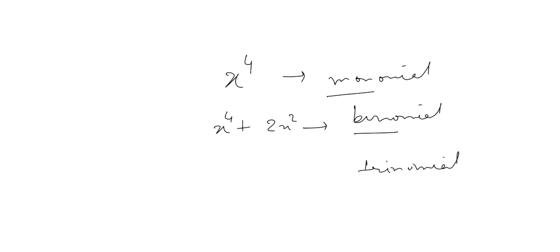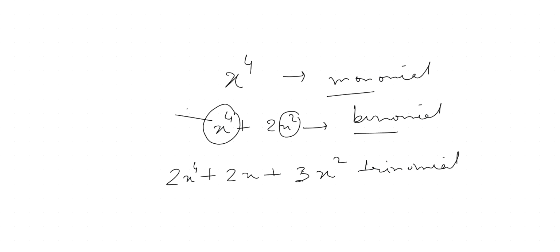So 2x squared plus 3x, plus 3x square and so on. The moment I add one more term, and these cannot be added, right? You cannot add x to the power 4 with x square, because this is like an apple and this is something like guava or oranges. So you cannot add apples and oranges. So this will be written as x to the power 4 plus 2x square, right? So there are two terms.